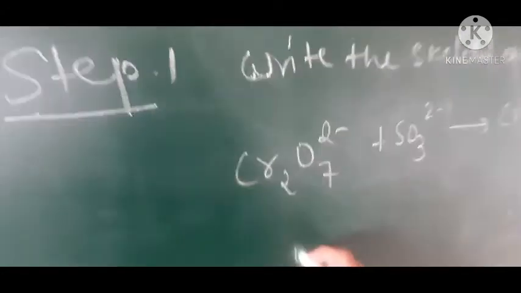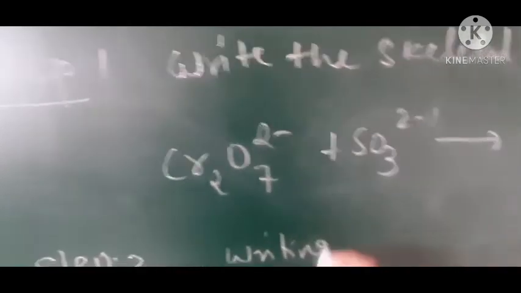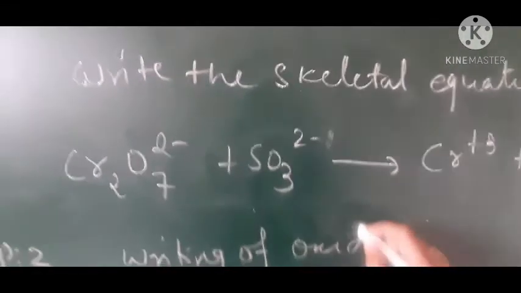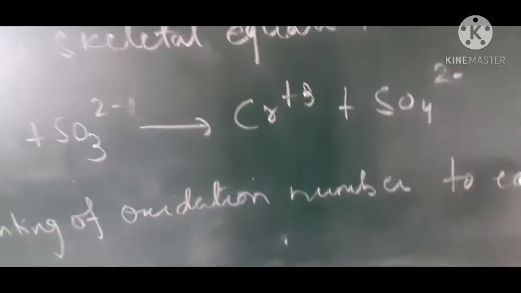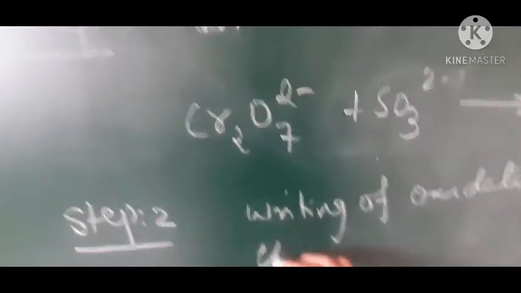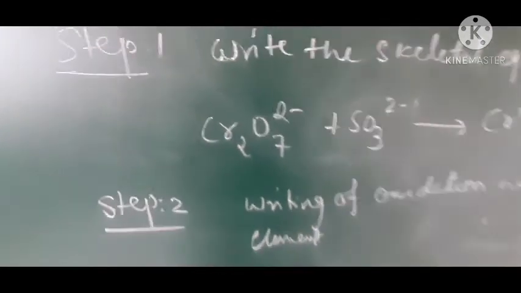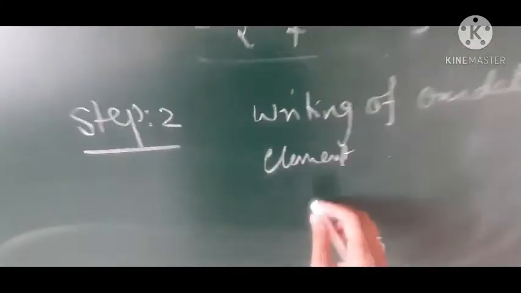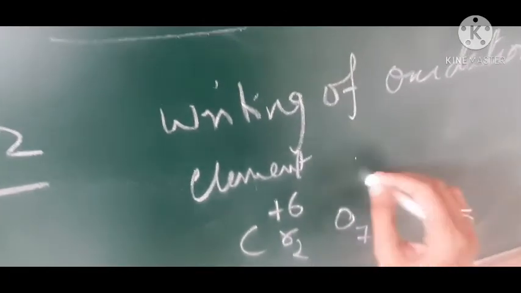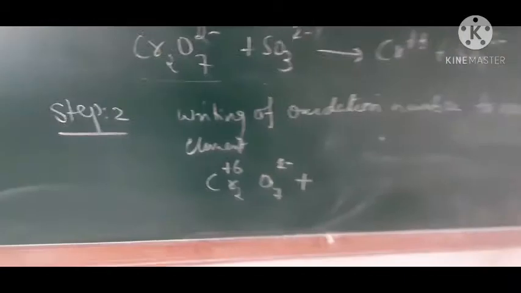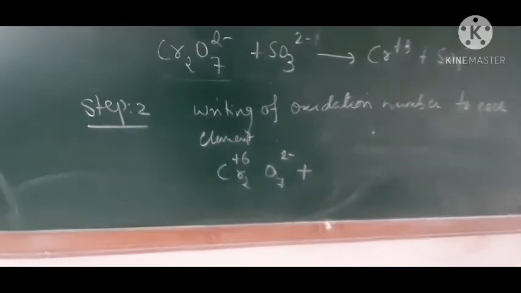oxidation number. Step 2 is writing the oxidation number, children, and we know how we find the oxidation number for chromium as well as for each element. So here chromium has the oxidation number +6. Oxygen we know is -2, so we are not writing it over here because we don't need it right now. Overall charge is -2.